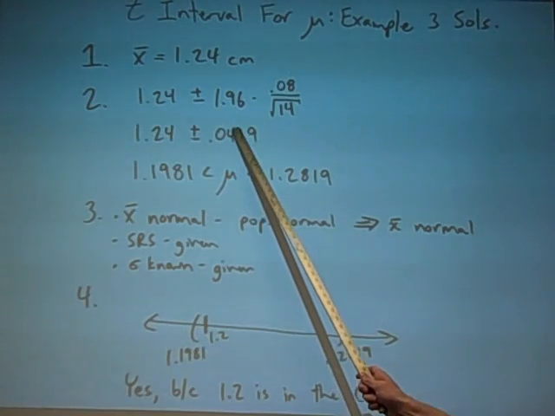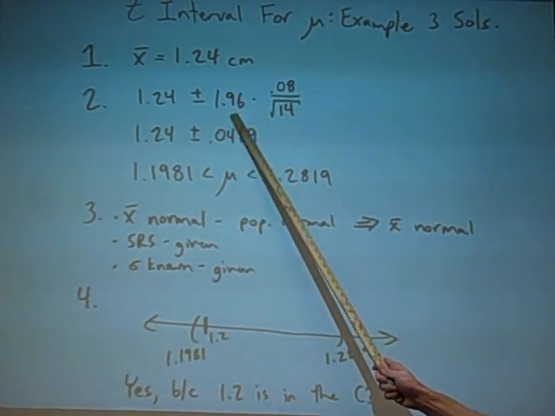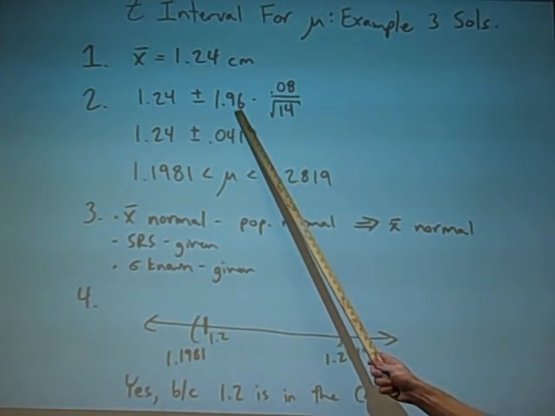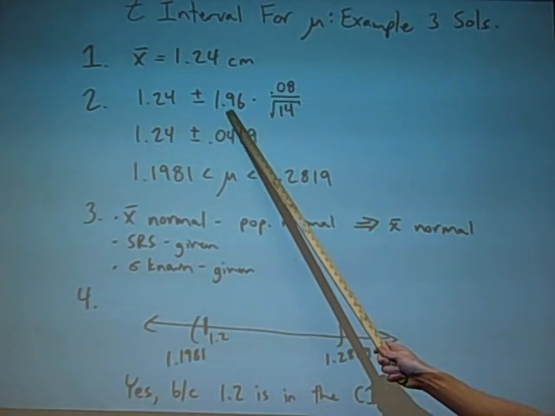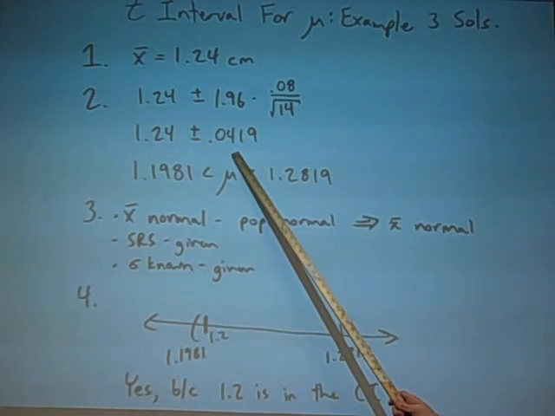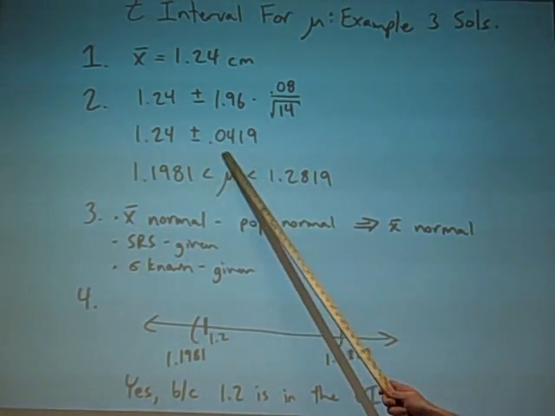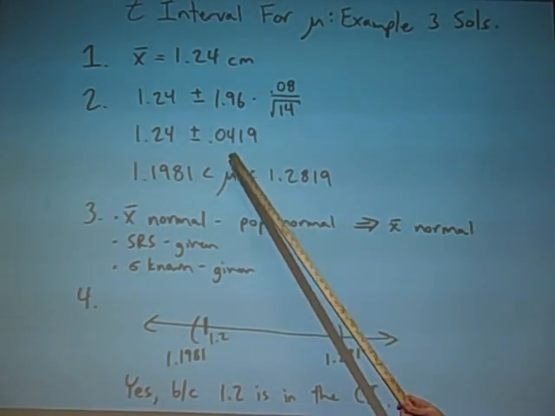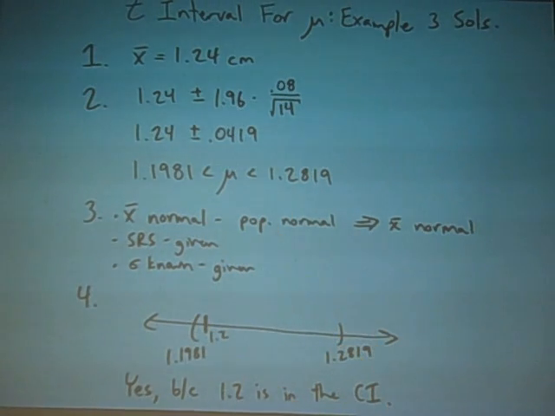So the margin of error. By the way, we use 1.96 because it's a Z interval because we know sigma, so we use the Z critical value. So it's 1.24 plus or minus 0.0419. This 0.0419 would be called the margin of error. And so that's our 95% confidence interval for mu.